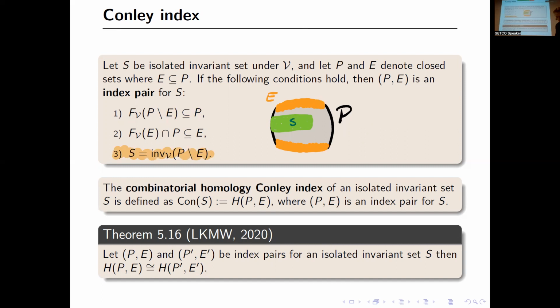And those index pairs have a property that any two index pairs for one particular isolated invariant set S will induce exactly the same relative homologies. So this means that the Conley index is well defined. It does not depend on the choice of an index pair.